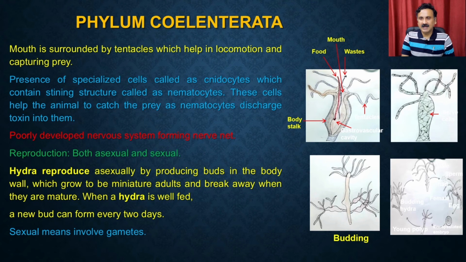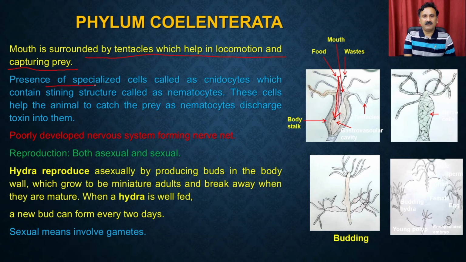What you see here is a hydra, where you have a body stalk attached to the surface, right? And this is the gastrovascular cavity. The mouth is surrounded by tentacles, which help in locomotion and capturing the prey. This is the mouth, where you have the tentacles. These tentacles are good enough to catch the prey, and the mouth receives the water from outside, and then it goes into the gastrovascular cavity, where the prey present inside this water is taken up by the animal.